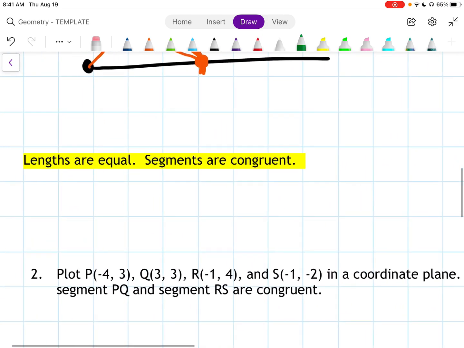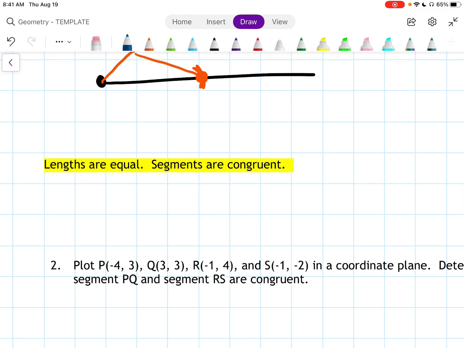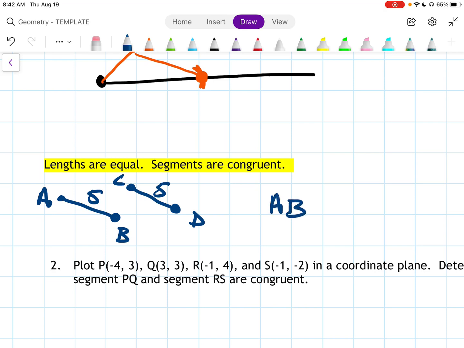Something that we really want to nail down is that lengths are equal. Segments are congruent. So if I have two segments, we'll say that they're both 5 units long. Here's A, B, C, and D. We would say that segment AB is congruent, so we have the equal sign with a little swoopy above it. That means congruent to CD, right?